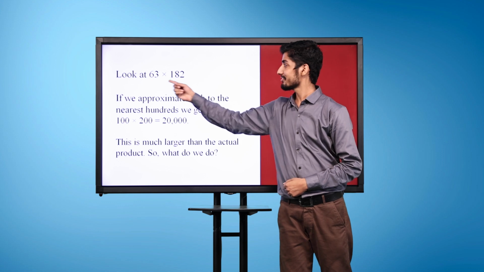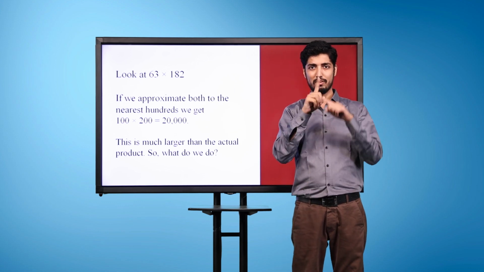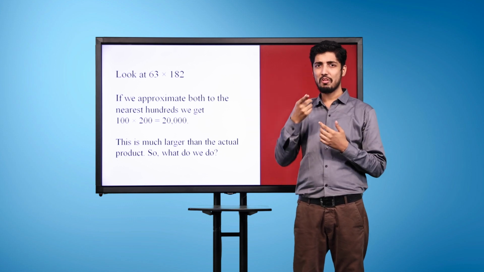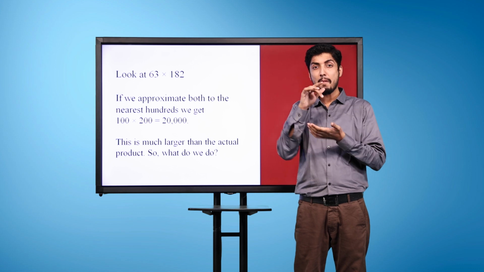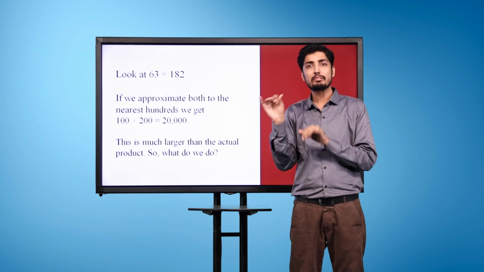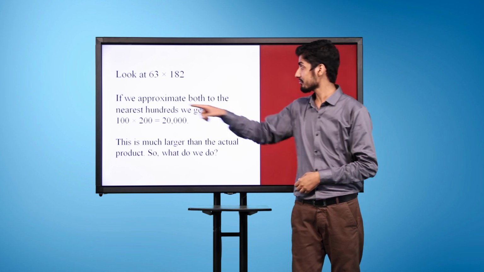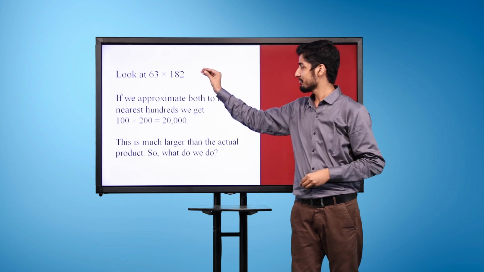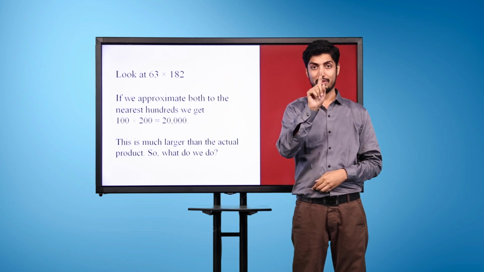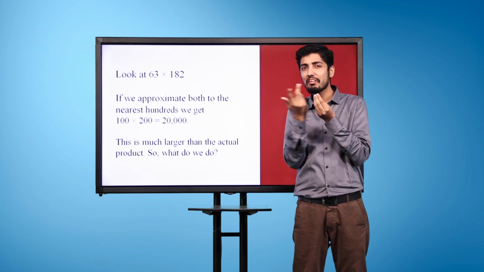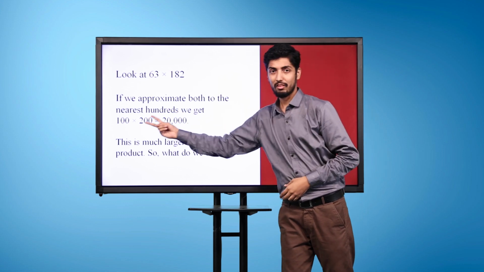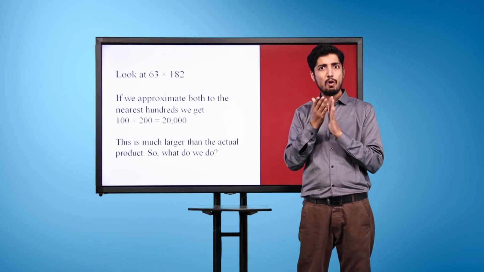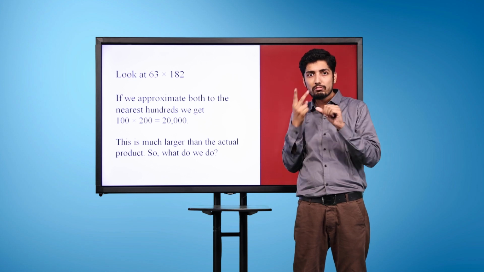Look at 63 multiplied by 182. If we approximate both to the nearest hundreds, we get 100 into 200, which is equal to 20,000. This is much larger than the actual product. So, what do we do?